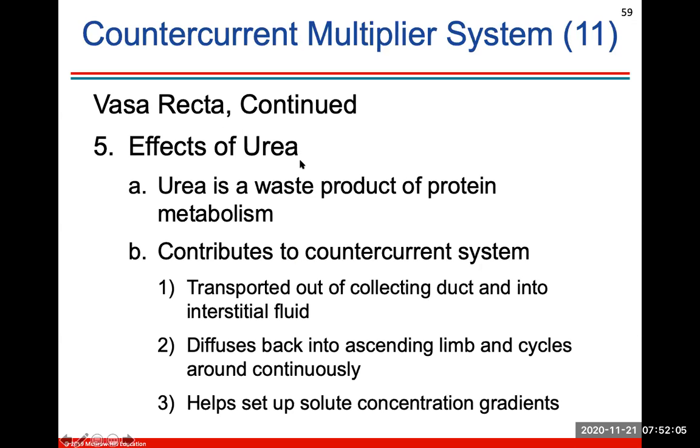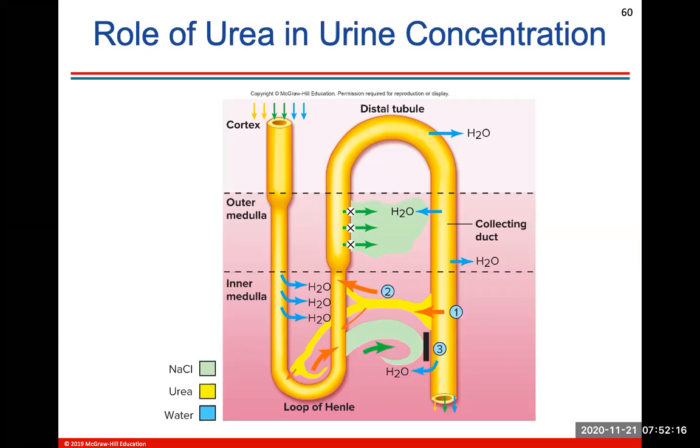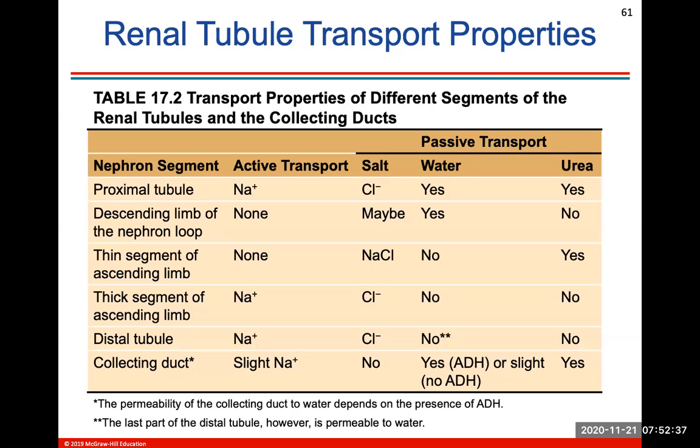The effects of urea. Urea is a waste product of protein metabolism, and it will also contribute to the countercurrent system to help set up these solute concentration gradients. So this is where urea comes into play. You can see here where water is being absorbed back into the interstitial fluid and the vasa recta. You can see here where sodium and water will be reabsorbed back into the system. So urea just helps to establish some of those concentration gradients.